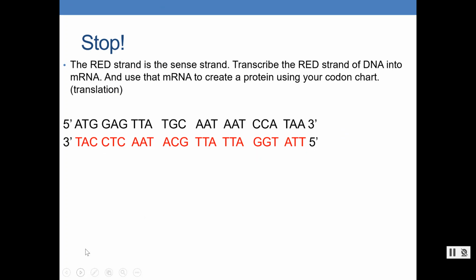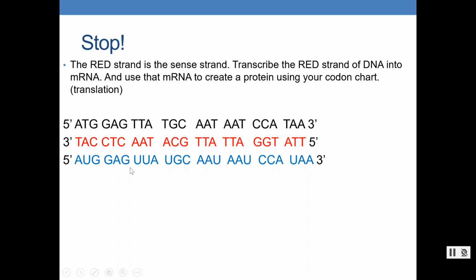All right, what else do we need to say? Okay, so here's your practice. Here's your DNA strand. You're going to transcribe the red strand into mRNA. The red strand is the sense strand. I'll give you a chance to do that. All right, you should be able to do that because this is the same problem that we've been working on before, so you've already done that before.